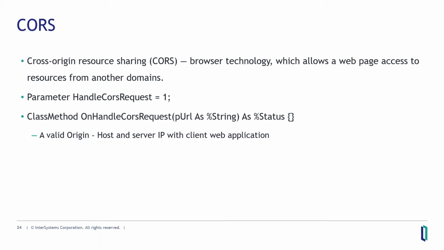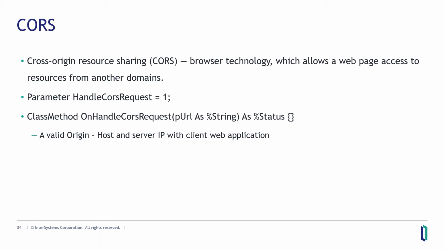So how does it work? The browser checks the current host for a page, the current URL, and checks the URL of the requests the page is trying to send. And if the host doesn't match, then the browser first sends an OPTIONS request, which is kind of a question to the server: can this host send a request to you? In InterSystems IRIS, there are tools for handling CORS requests, in the form of the parameter HandleCorsRequest and the method OnHandleCorsRequest.